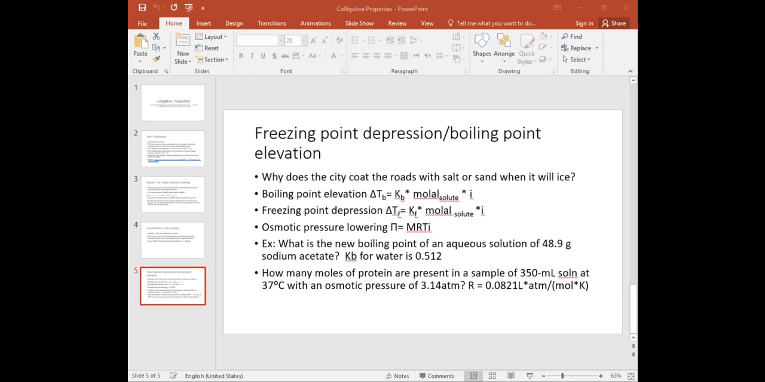Okay, so let's talk about boiling point. Boiling point elevation. And then freezing point depression. So I'm going to write the formulas and then we're going to do a couple of examples. We also have osmotic pressure.